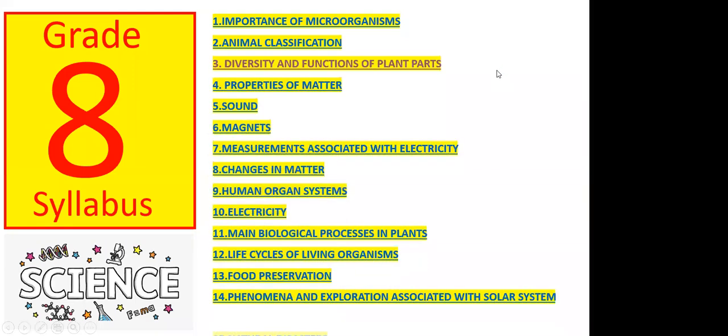Okay, grade 8 science syllabus. We have 15 lessons. What is our plan? Normally, the first 5 or first 6 lessons will be covered for the first term.